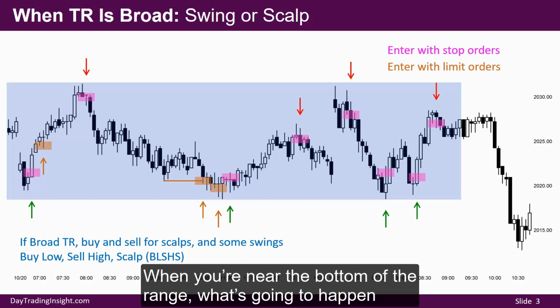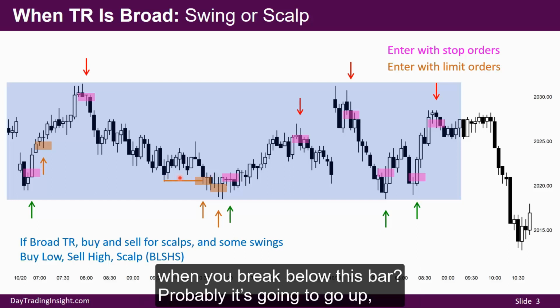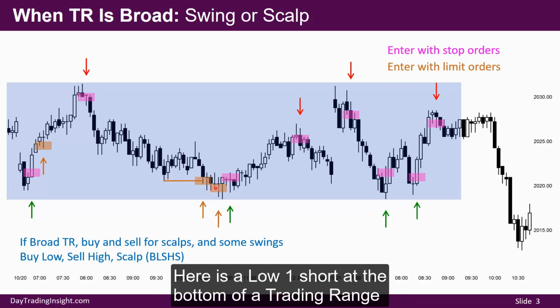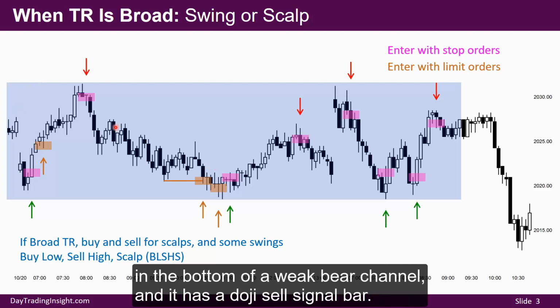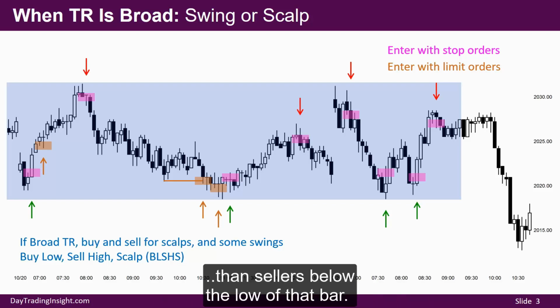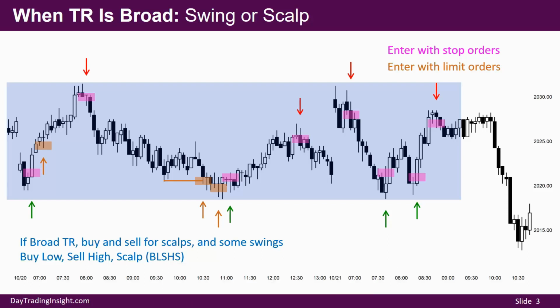When you're near the bottom of the range, what's going to happen when you break below this bar? Probably it's going to go up. So bulls will buy below that bar. Here is a low 1 short at the bottom of a trading range and the bottom of a weak bear channel, and it has a doji sell signal bar. Bulls will buy it, betting that there'll be more buyers than sellers below the low of that bar.